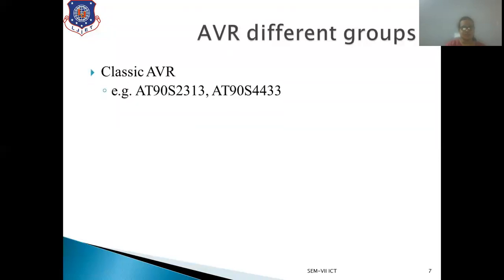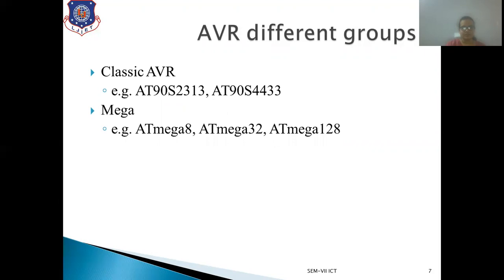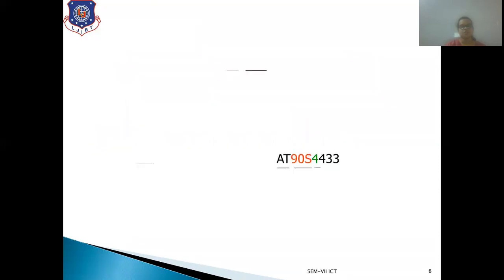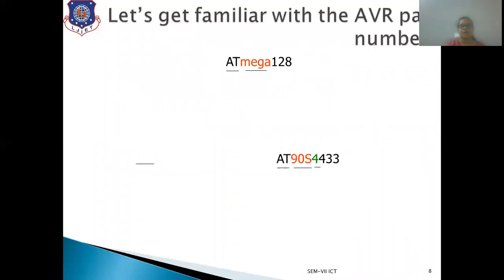As we have discussed, these are with the examples: classic AVR with 2 examples, mega AVR with ATmega8, ATmega32 and ATmega128. Then tiny AVR, ATtiny13, ATtiny25, and special purpose AVR, for example AT90PWM216 and AT90USB1287. Now, let's get familiar with the AVR part numbers.